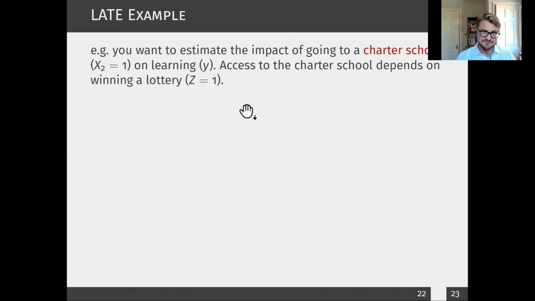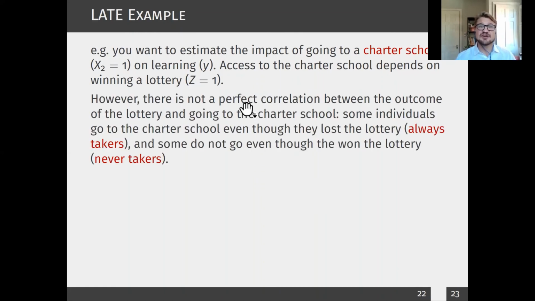school or not. So in this case, you can use winning this lottery as an instrument for estimating the impact of actually going to a charter school or not. You can't use winning a lottery as a treatment itself, because as you will see, we don't have a perfect correspondence between winning the lottery and actually going to the charter school.